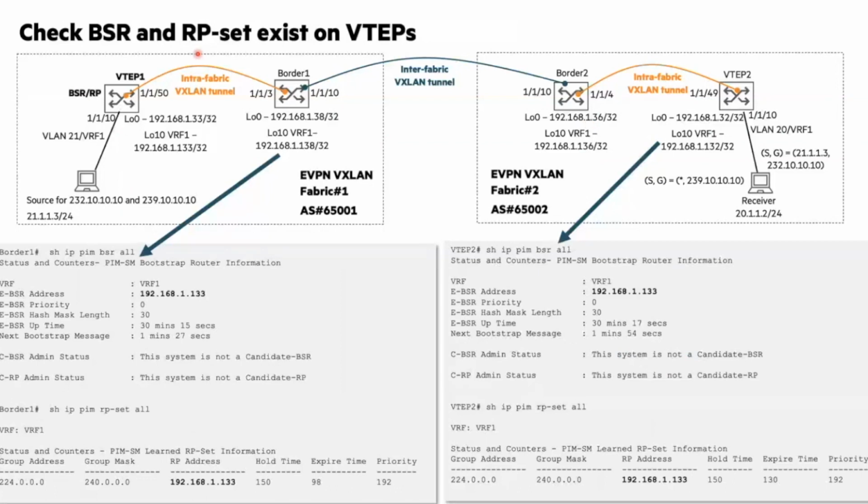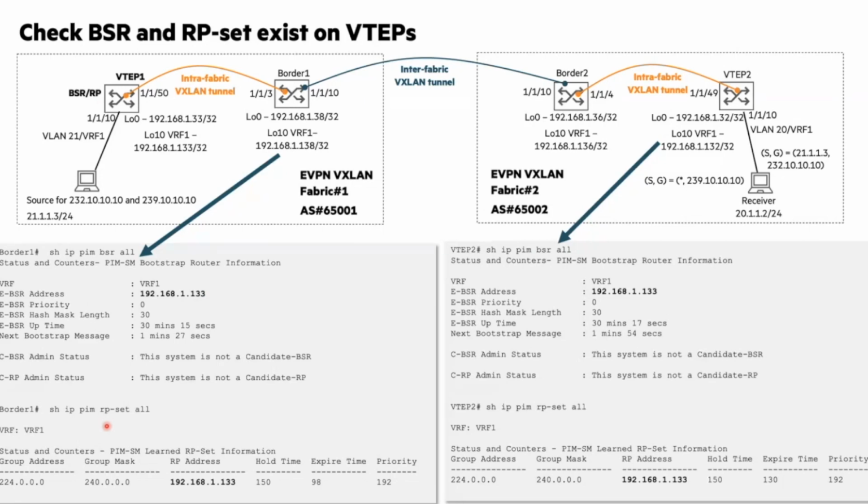Check the BSR and RP set exists on the VTAPs. So you do this on all the VTAPs. On border 1, for example, you do show IP PIM BSR all. You can see that 1.113, because we set this as the BSR and RP, you can see the BSR is correct. You should see the correct IP, the intended RP, shown here, 1.113.